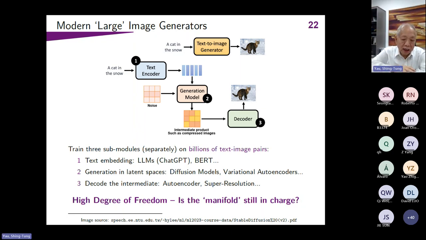So there is a high degree of freedom here. The important question is, do we have control? Classical models are more conservative to the latent manifold, while the modern models have too many degrees of freedom in the latent space. Can the model really generate something new on a low dimensional manifold? Or does it remember the low dimensional representation of certain training data and combine them through training with billions of data?